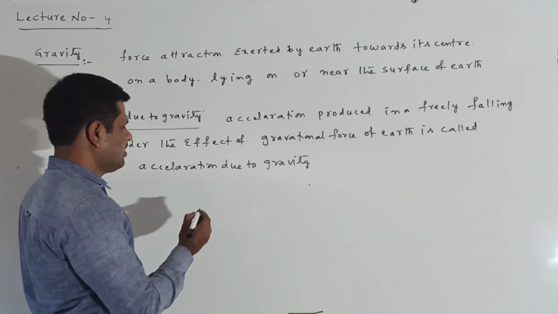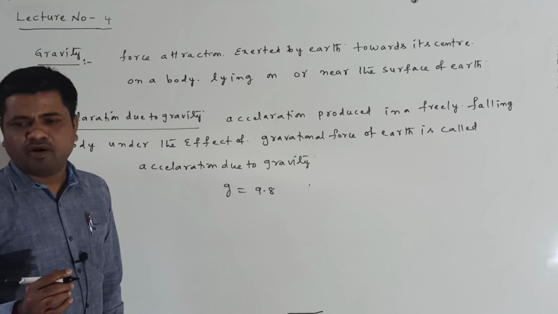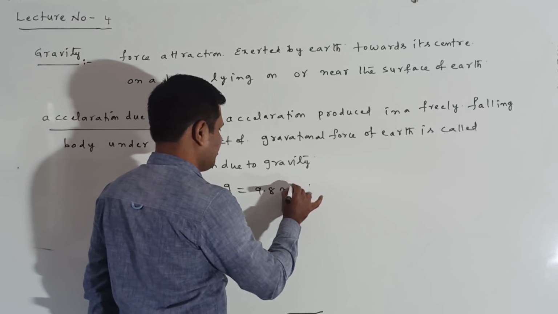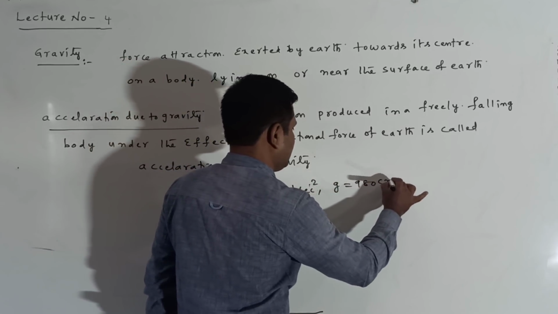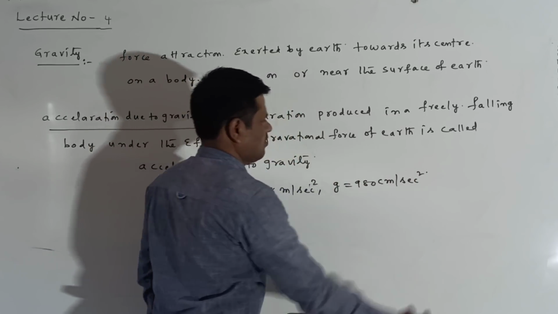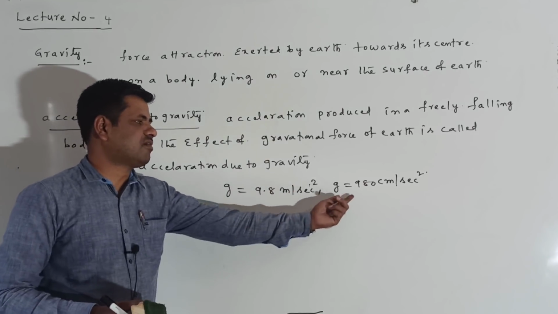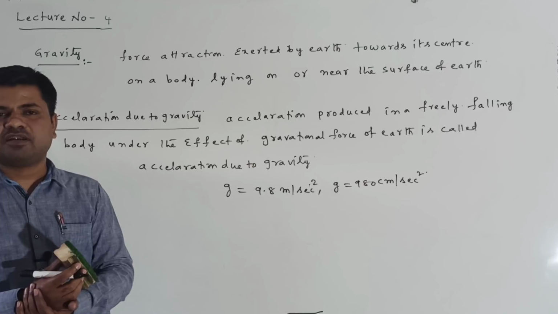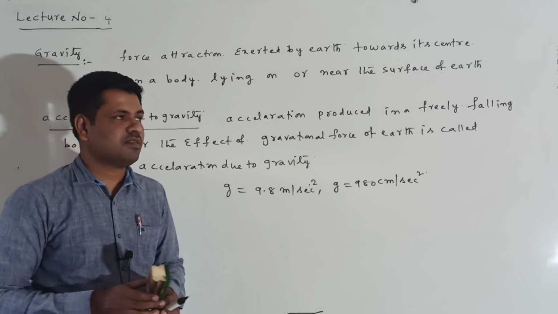This is denoted by g. Its value on the earth is 9.8 meter per second square, or it is considered as 980 centimeter per second square. This is on the earth. The acceleration due to gravity value is 9.8 meter per second square or 980 centimeter per second square. Right.